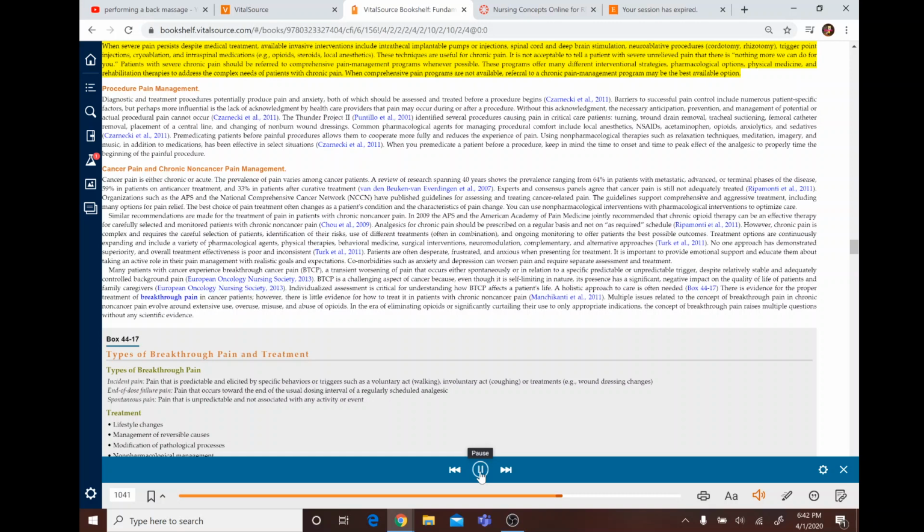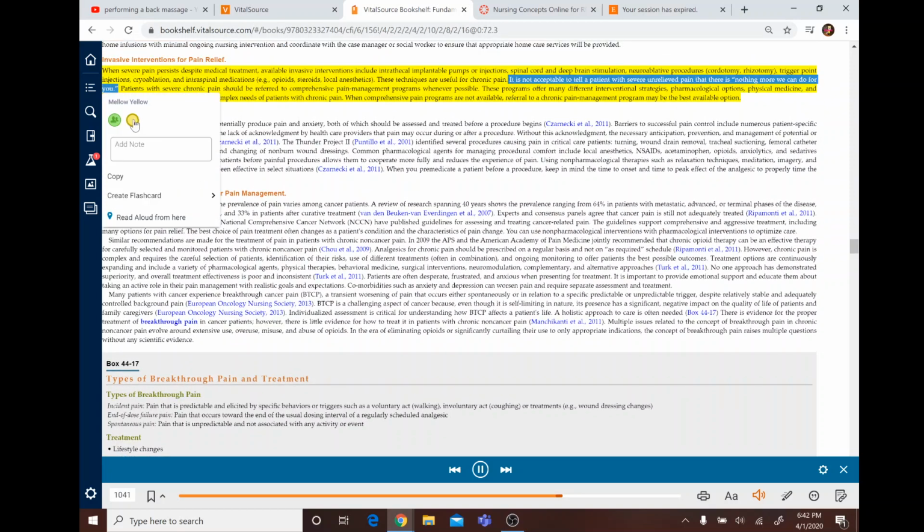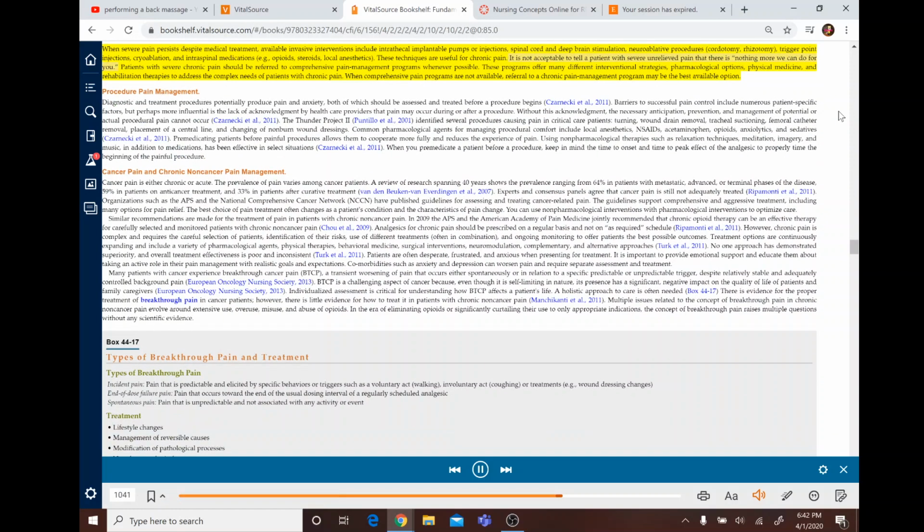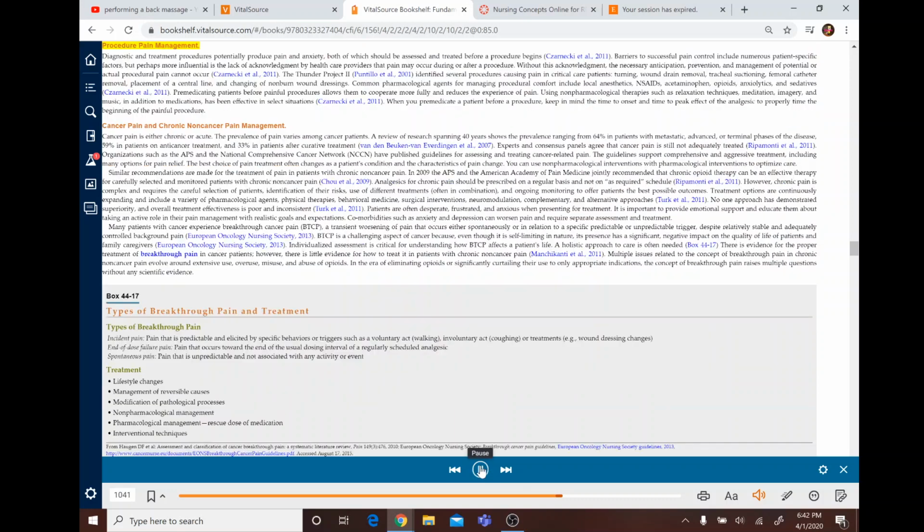It is not acceptable to tell a patient with severe unrelieved pain that there is nothing more we can do for you. Patients with severe chronic pain should be referred to comprehensive pain management programs whenever possible. These programs offer many different interventional strategies, pharmacological options, physical medicine, and rehabilitation therapies to address the complex needs of patients with chronic pain. When comprehensive pain programs are not available, referral to a chronic pain management program may be the best available option.